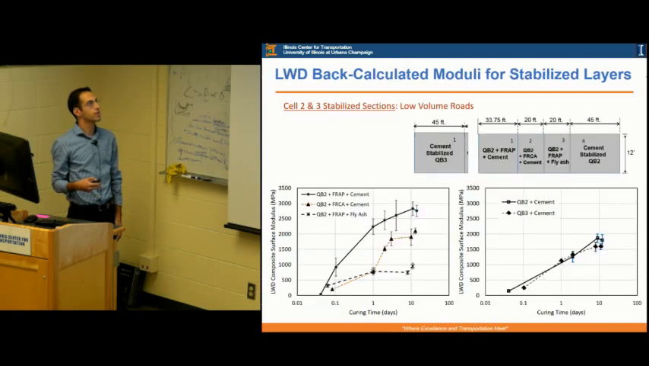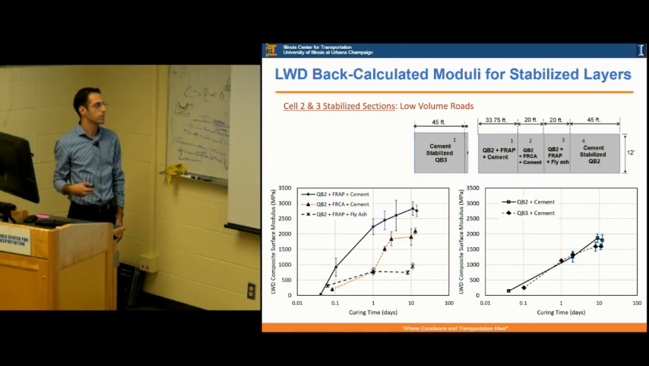For the stabilized sections, we were monitoring the curing, or the change in modulus with the curing time. So we were doing the LWD at different times, starting from a few hours after the construction and then several days after the construction. And we were getting really good values of the modulus of these materials.